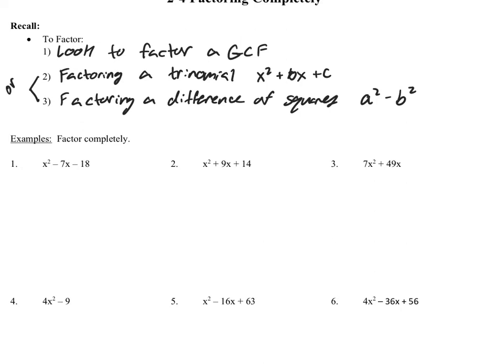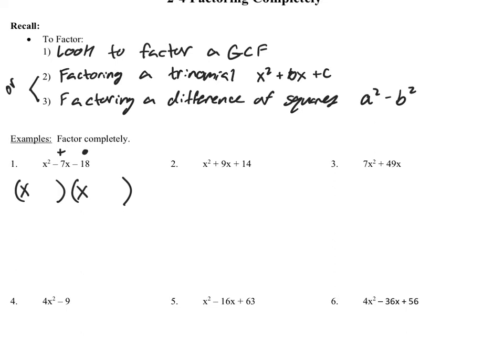So number one, I'm looking at these. I do not see a GCF. They don't have a greatest common factor between the numbers 1, 7, and 18, and they don't all share a common variable. So I'm going to go down my list of things to look at, and I'm going to say, well, this is a trinomial. So let's factor it into two binomials. We know to get our first term, x squared, we need to multiply an x times an x. And now we need to look at what two numbers multiply together to get negative 18, but add together to get negative 7.